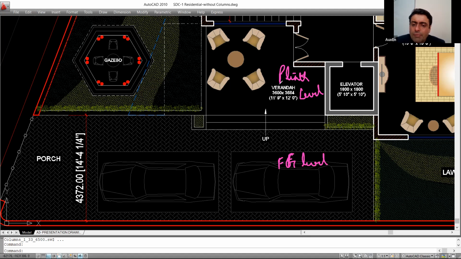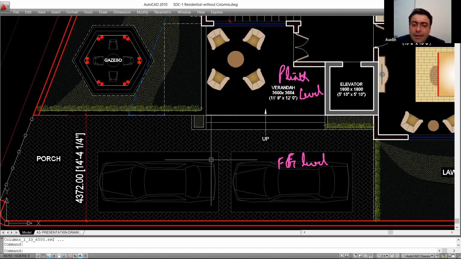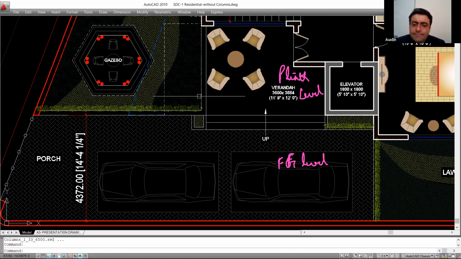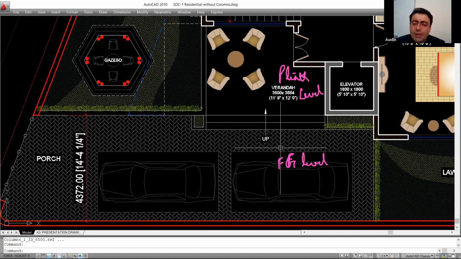Why do you want your plinth level to be raised above the finished ground level? Yes, why this? Why do we want our plinth level to be raised above the finished ground level?